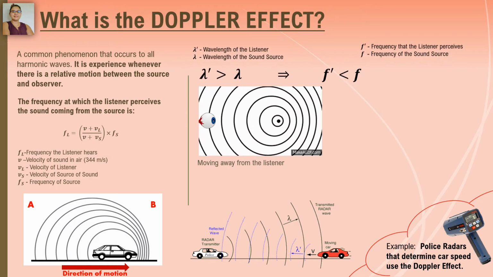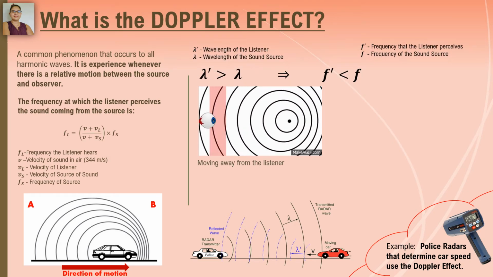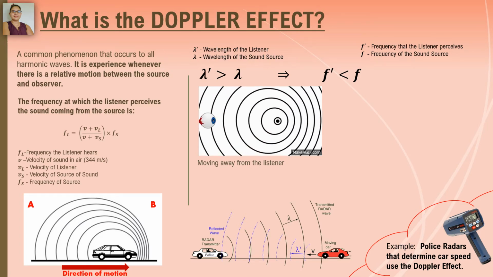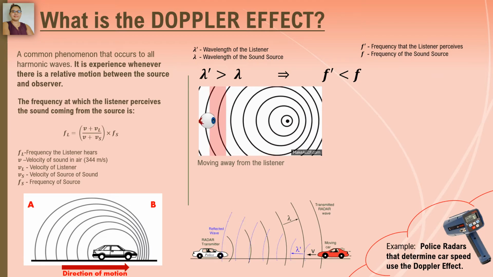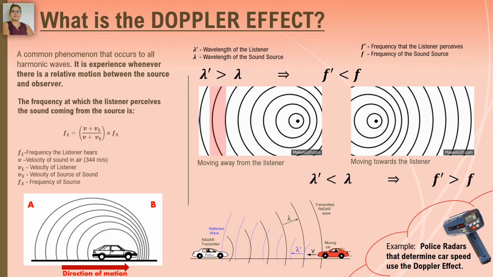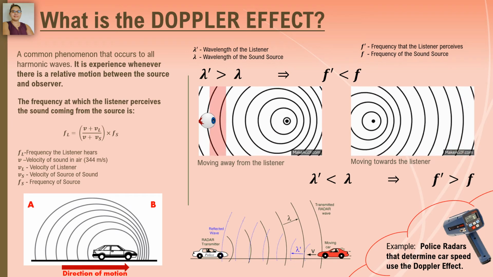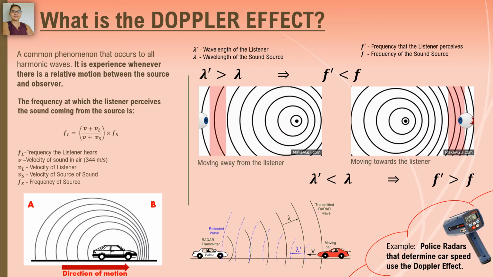Assuming that the eye is the listener and he is in a static position, when the black dot moves away from the eye, the wavelength of the sound source is shorter than the listener's, but the frequency of the source is higher than the frequency of the listener's. As we keep assuming, the listener remains in a static position. When the dot moves towards the eye, the wavelength of the listener is longer than the source's, while the frequency of the listener's is lower than the source's.